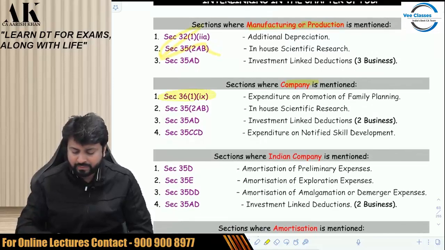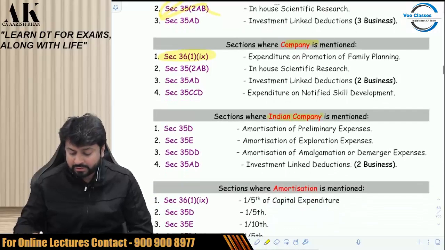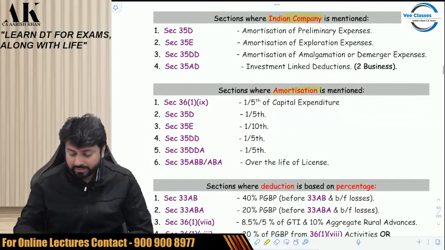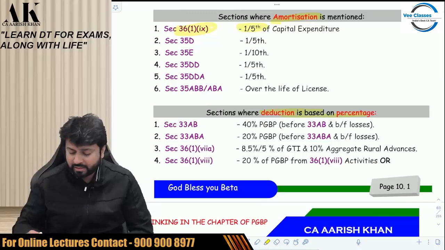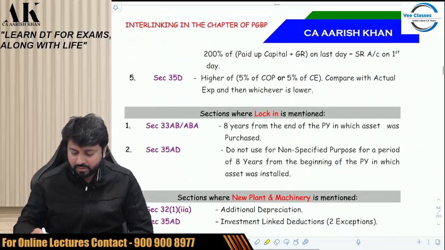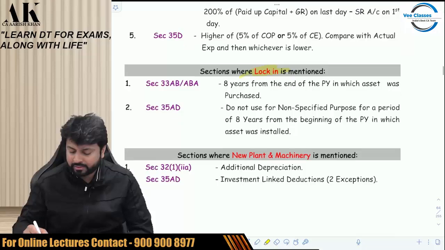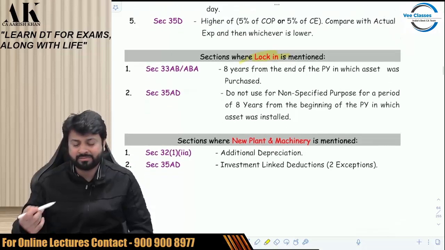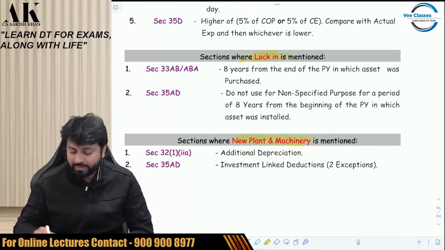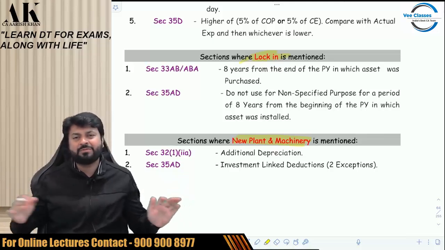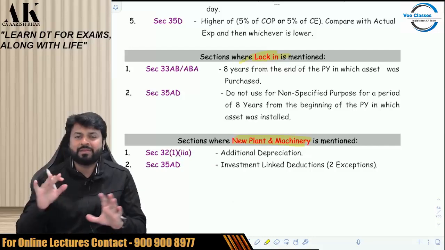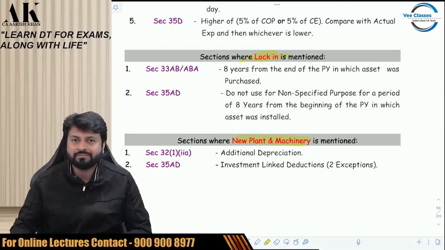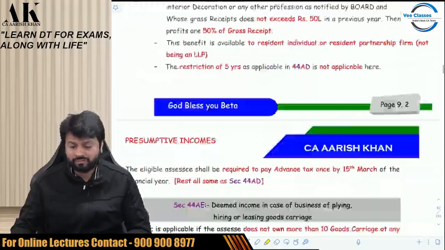One of them we have done today. What are the sections where Indian company is written? What are the sections where amortization happens? One amongst them we have done today, that is family planning, capital expenditure. What are the sections where deductions are based on certain percentages? What are the sections where lock-in is mentioned under the income tax law, that you cannot sell the asset for some years? What are the sections where new plant and machinery is mentioned? So entire PGBP is interlinked over here. So in a few minutes, you can just wrap up the entire topic interlinking part so that you are not getting confused between different provisions. Okay.